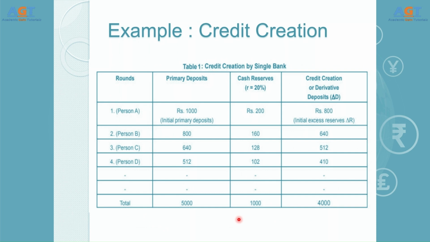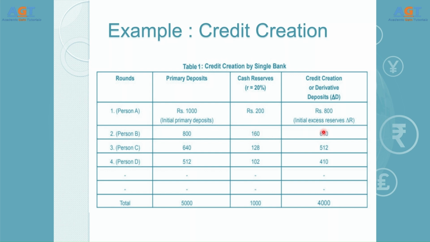Example: credit creation. This slide shows a step-by-step example of credit creation by a single bank. In the first round, person A deposits 1,000 rupees. With a 20% reserve ratio, the bank keeps 200 rupees as reserves and lends 800 rupees. In the second round, the 800 rupees becomes a new deposit. The bank keeps 160 rupees and lends 640 rupees.